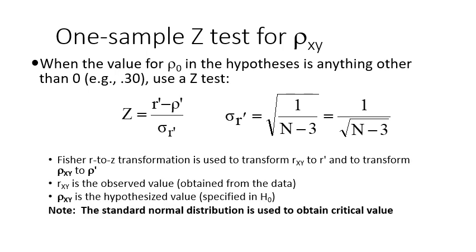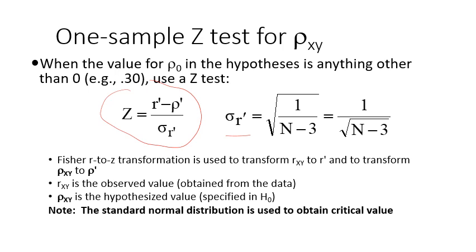So what's going on here is our formula is z equals r prime minus rho prime, divided by the standard deviation of r prime. The standard deviation of r prime is easily calculated. It's equal to the square root of 1 divided by n minus 3, where n is our sample size. Or 1 divided by the square root of n minus 3.